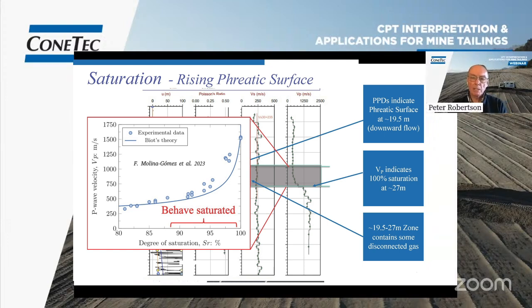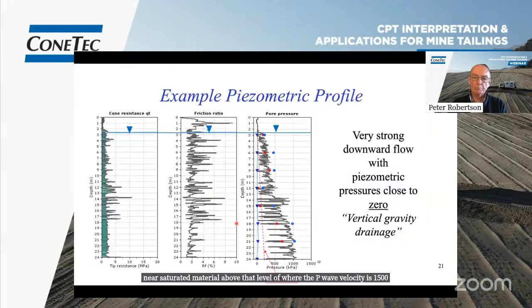And so you need to be a little bit cautious using P wave velocity to distinguish where the phreatic surface is, because you can still get near saturated material above that level of where the P wave velocity is 1,500 meters per second.